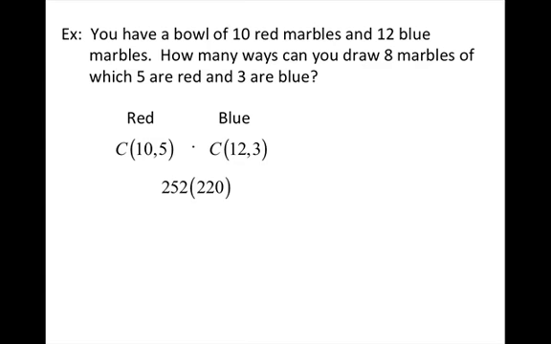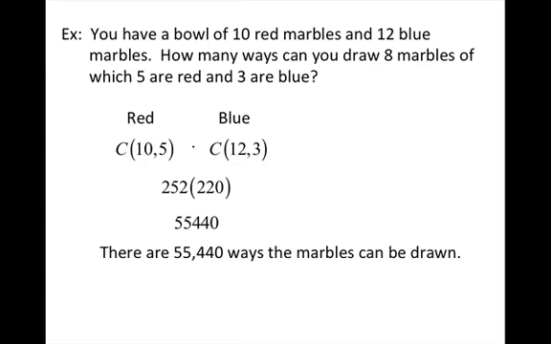If I use my calculator, the combination of 10 choose 5 is 252. The combination of 12 choose 3 is 220. If I multiply these, I get 55,440. So there are 55,440 ways the marbles can be drawn.